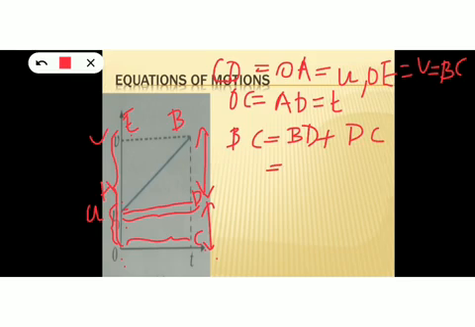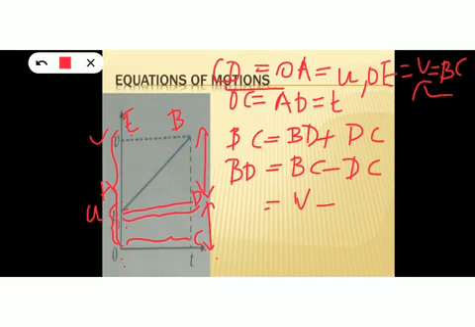Now, therefore BD equal to BC minus DC. What is BC? Here it is written BC is final velocity V. So BC is V minus, what is DC? DC or CD is U, our initial velocity U. So this is BD. BD is equal to V minus U.